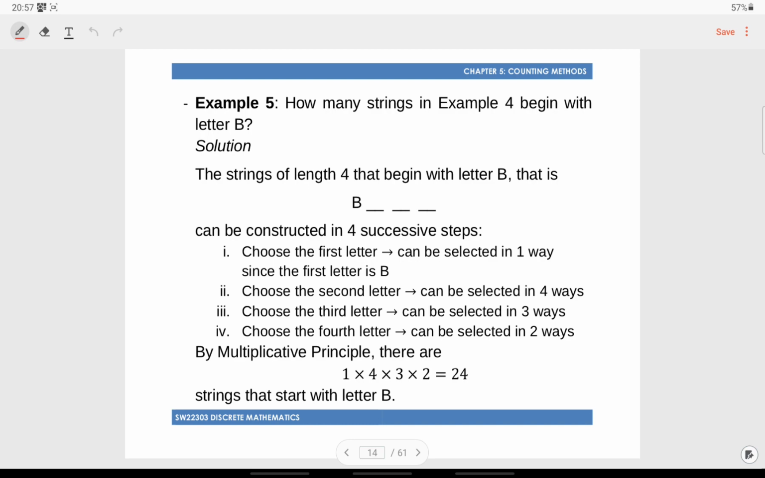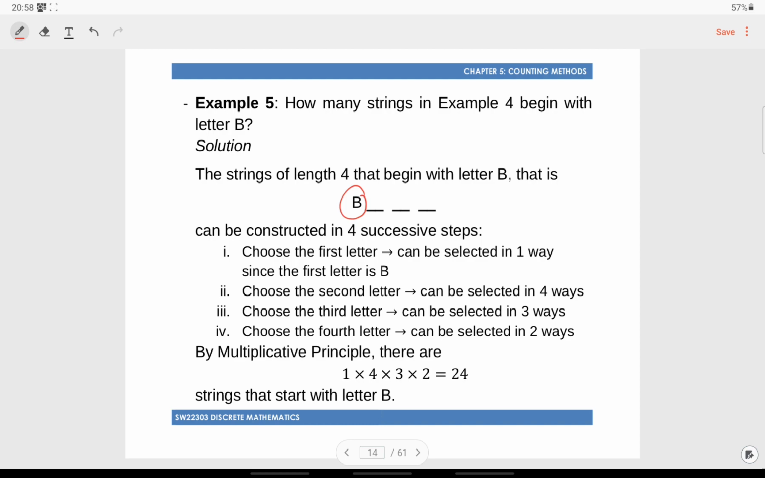But in this example, we are given another condition, and the condition is that the first element of the string must start with the letter B. So this one is fixed, and the other characters can be chosen from the given selection of characters. Because we have A, B, C, D, and E, and the letter B has been taken as the first character in the string, there are only 4 remaining letters to choose.